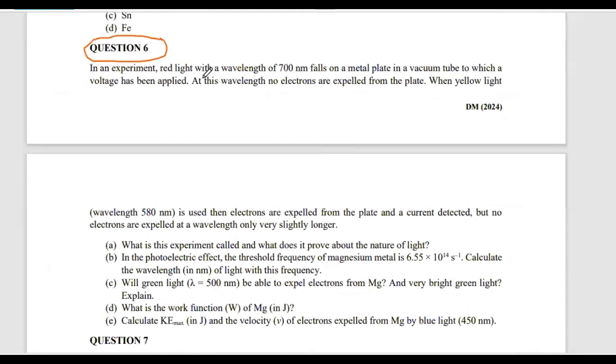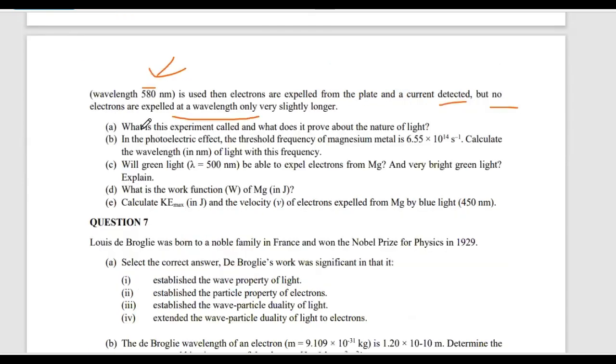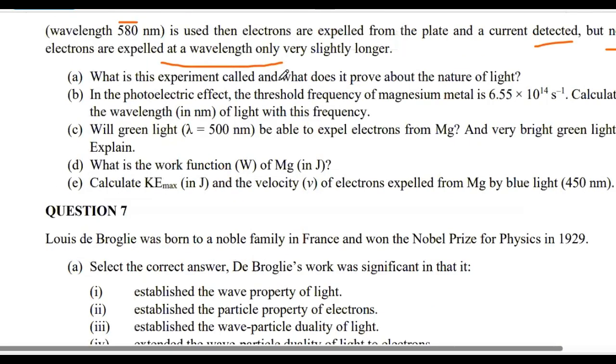Okay, so in an experiment, red light with a wavelength of 700 nanometers falls on a metal plate in a vacuum tube to which a voltage has been applied. At this wavelength, no electrons are expelled from the plate. But when yellow light, which has a wavelength of 580 nanometers, is used, electrons are expelled from the plate and a current is detected. But no electrons are expelled at a wavelength only slightly higher than this, 580. So the question is, what is this experiment called, and what does it prove about the nature of light?